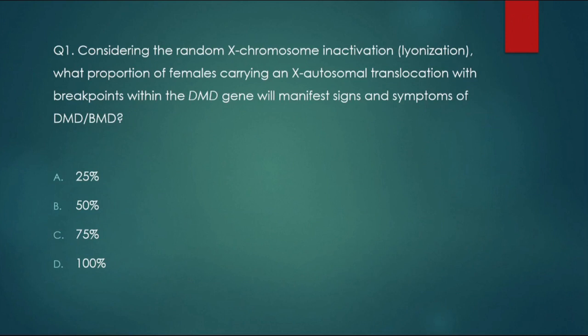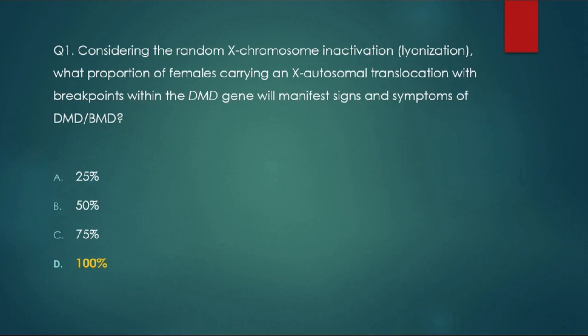Another 50%. That's what we think, like it should be 50%. However, it is 100%. That is because, interestingly, suppose a normal X is inactivated, then the disease will be manifested in all the patients, right? If the abnormal X, which is translocated, is inactivated, the patient or the cells will not survive because it has translocation with the autosome, so it will not let the cells survive. So they will die off.